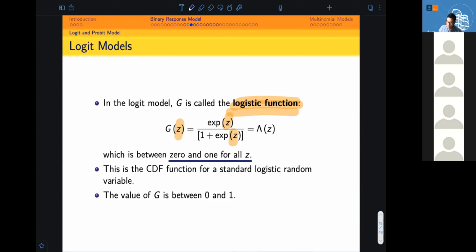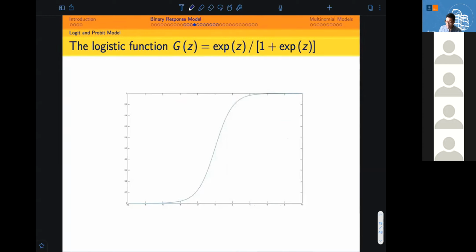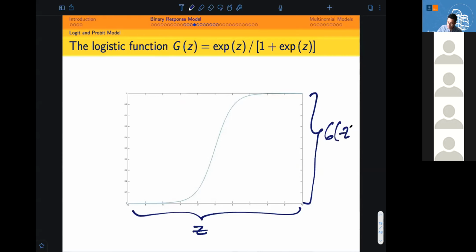So this is a CDF function. So what is a CDF? CDF is a cumulative distribution function for a standard logistic random variable. Okay, and again, the value is always between 0 and 1, and this is the depiction. So you can imagine that the horizontal axis is going to be z, and then the vertical axis is going to be the g of z. In this case, the g of z is the cumulative distribution function. And the good thing is that it's always going to be between 0 and 1.